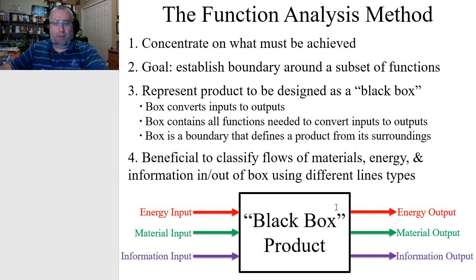Okay, so what does this black box do? Well, it represents basically the product or the subsystem that you're trying to think about, and the box converts all of the inputs to outputs, right? So the energy input, material input, and information input all get converted into energy output, material output, and information output. The box also contains all the functions needed to convert the inputs into the outputs, and I'll describe in a second what the inside of the box looks like, but right now we're just talking about the outside of the box. And then finally, the box represents a boundary that defines the product or the subsystem in this case from its surroundings, right?